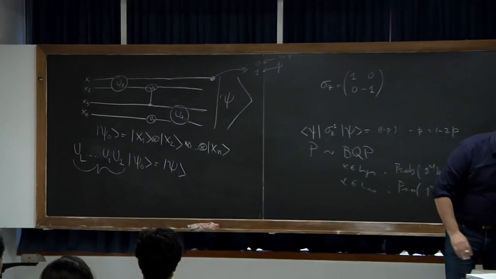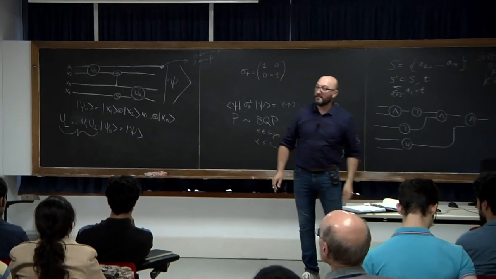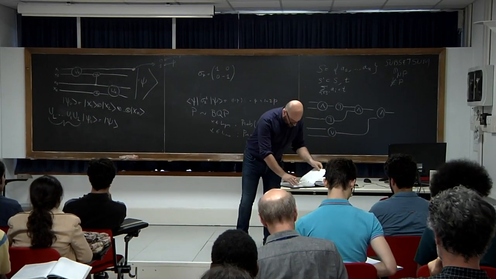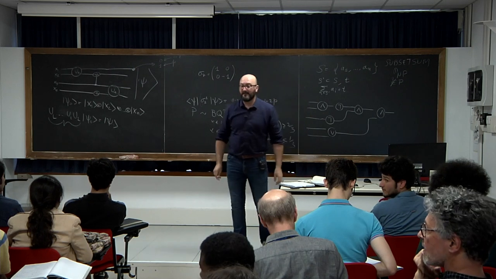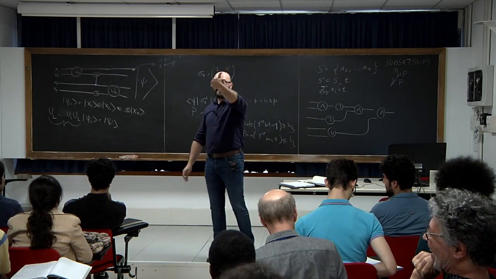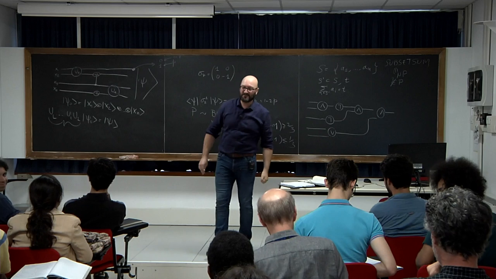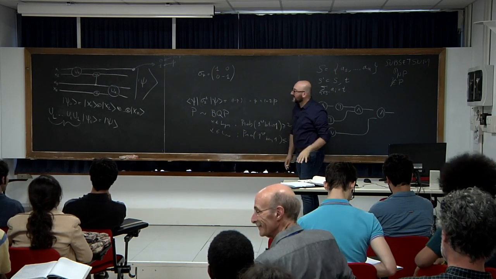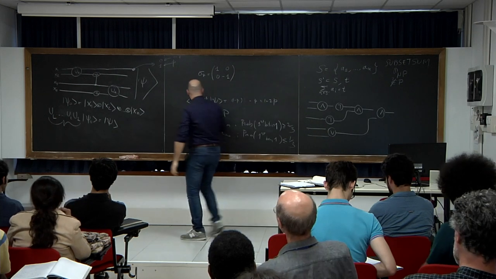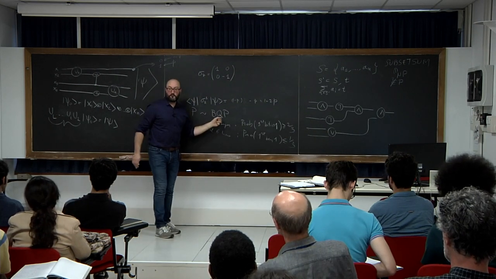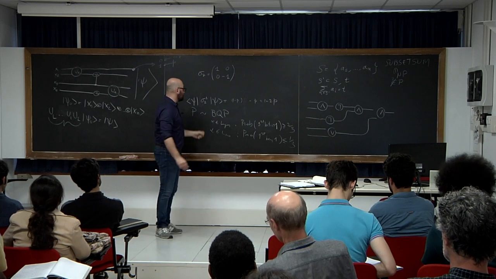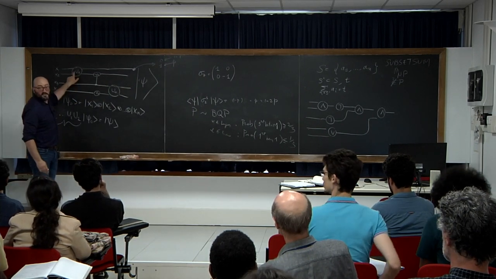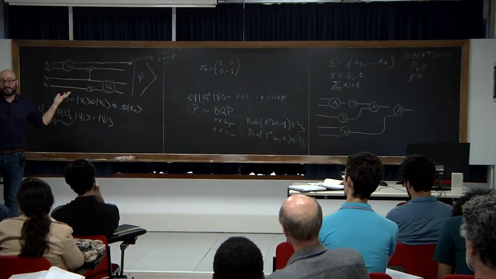So, to finish, let me give you one example. Yeah. So far, it seems like you've made things worse. Yeah, exactly. It seems like we have made things worse, right? However, clearly, P is contained in BQP. Okay, why? Because these things can just be classical gates.